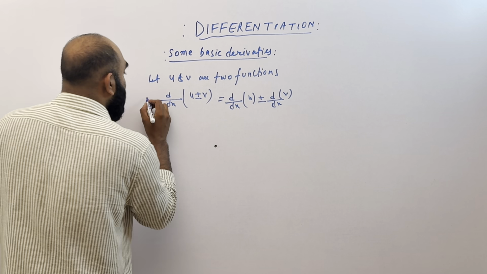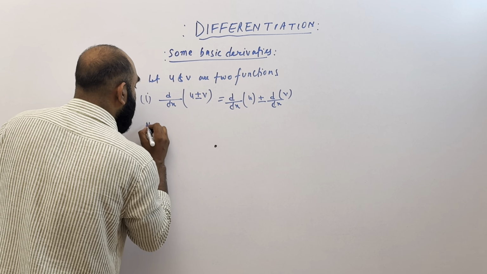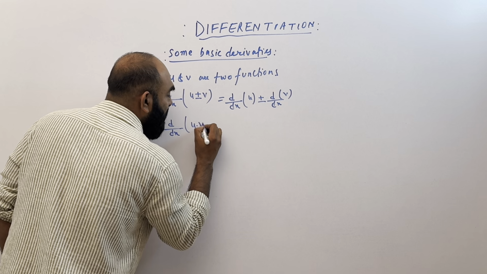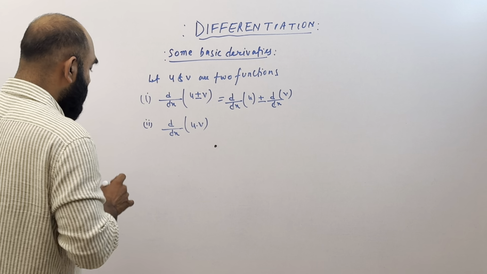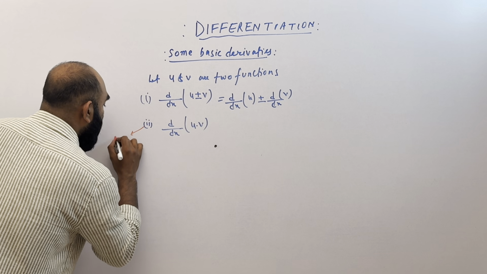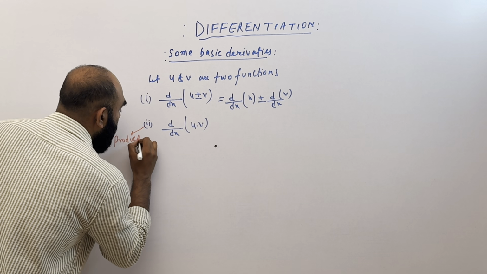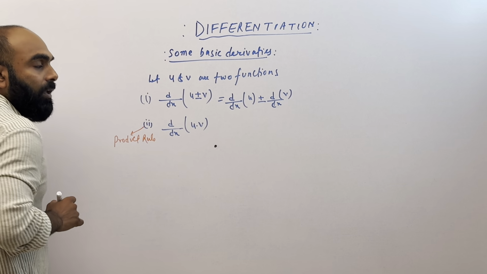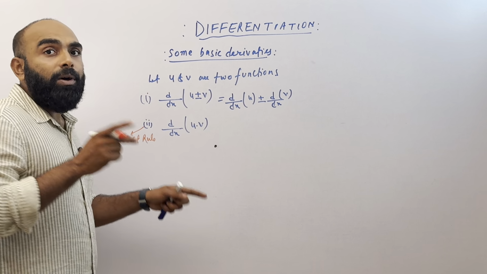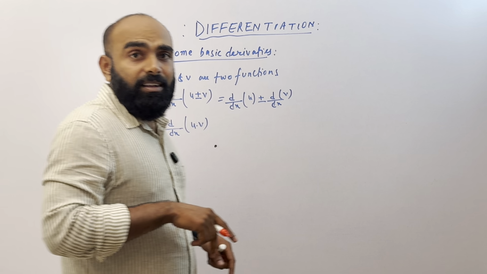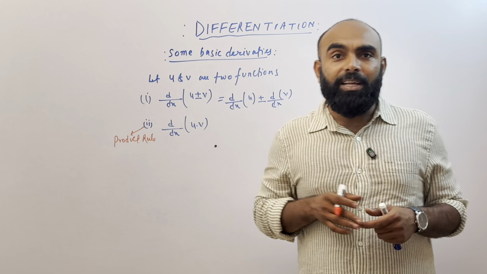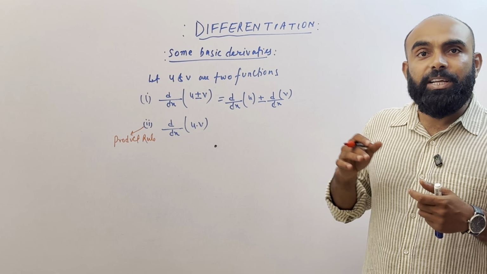Sir, if it is written as multiplication, that means d by dx of u dot v. This is called the product rule. In the book, you will see the teachers saying product rule. What is the method? d by dx of u dot v, where u and v are two functions. Let's say u is sin x, and v is e to the power x. E to the power x is your exponential function.